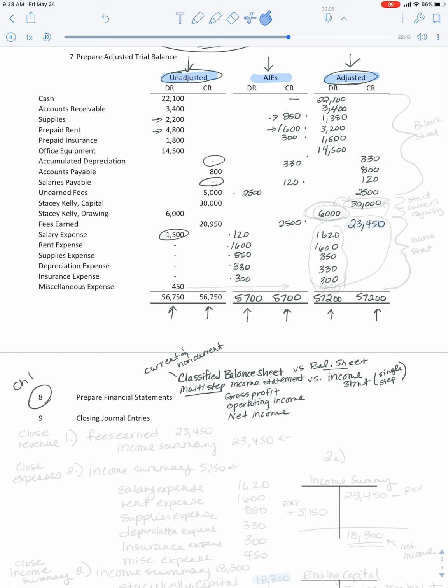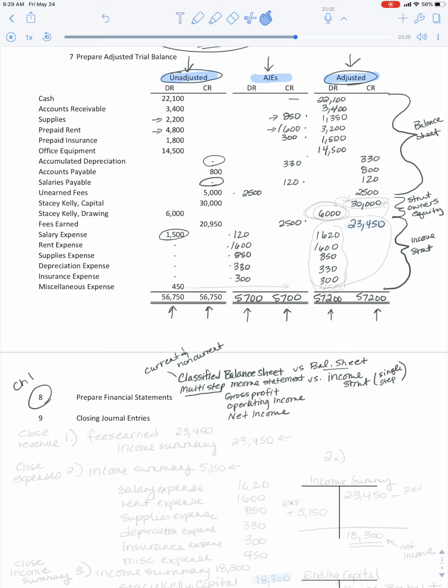Okay, step number 9, closing. So we haven't done that yet. After we get to this point where we are at an adjusted trial balance, we can see that all of our assets and liabilities here will end up on our balance sheet. These two will end up on our statement of owner's equity. And the last accounts listed go on our income statement.